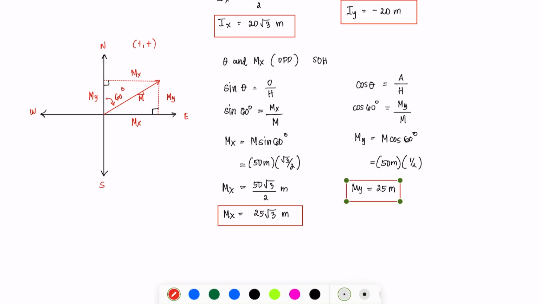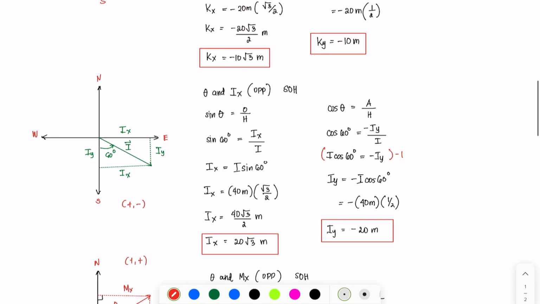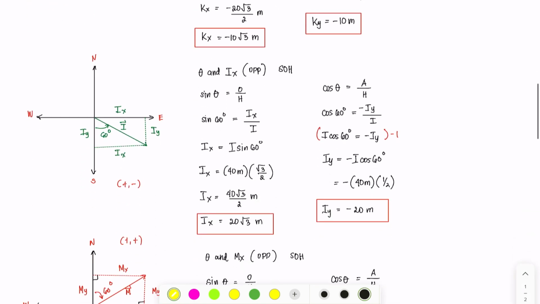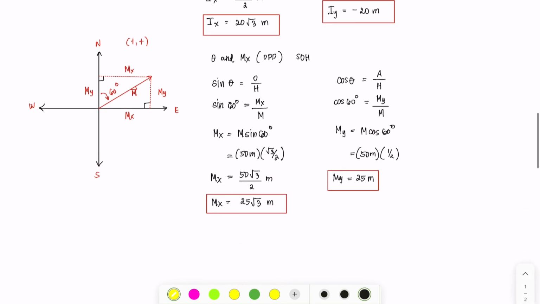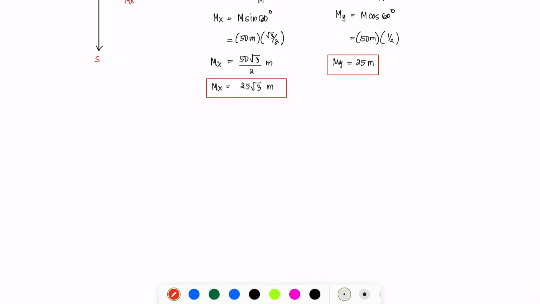Okay, that's good. So that's just how you identify whether to use sine or cosine. How do you identify it? You simply ask yourself, how are the angle and that specific component, say x or y component, related? If it's adjacent, then you use cosine. Otherwise, if they are opposite to each other, you use sine.